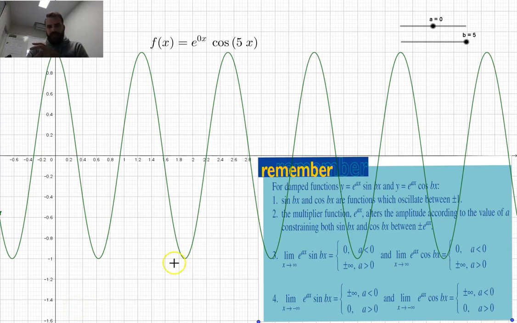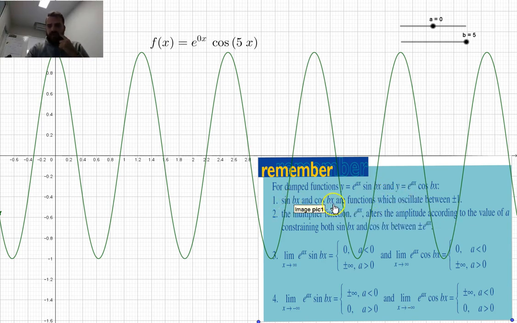All right, so I just wanted to run through this really quickly using this little remember guide from your textbook, just so we've got some concrete notes on this. It says for damped functions, y equals e^(ax) sin bx and y equals e^(ax) cos bx, the following.